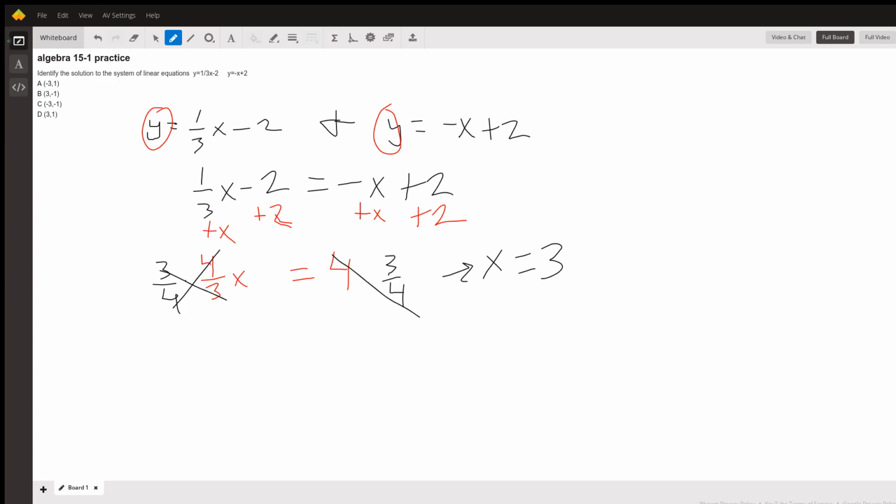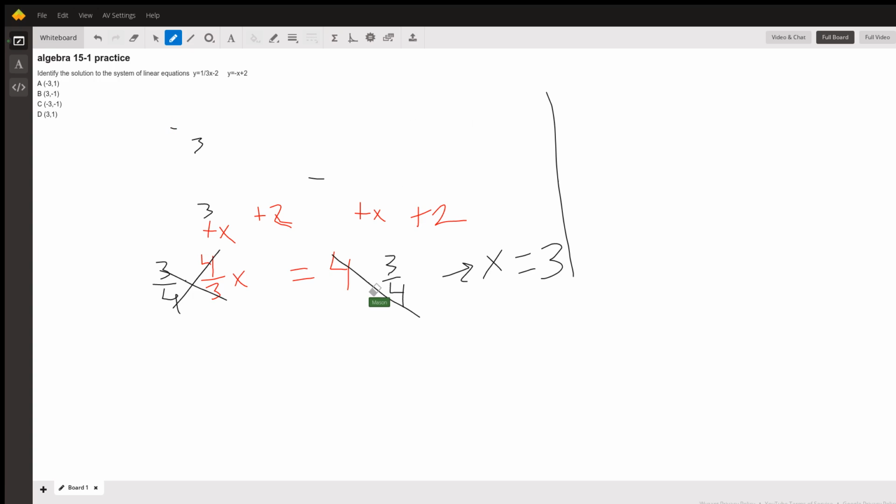In order to solve this, though, we need to plug x equals 3 into our equation. So let's do that. Or here, let me actually erase all this. All right, so x equals 3 is our solution. So we want to plug x equals 3 in.